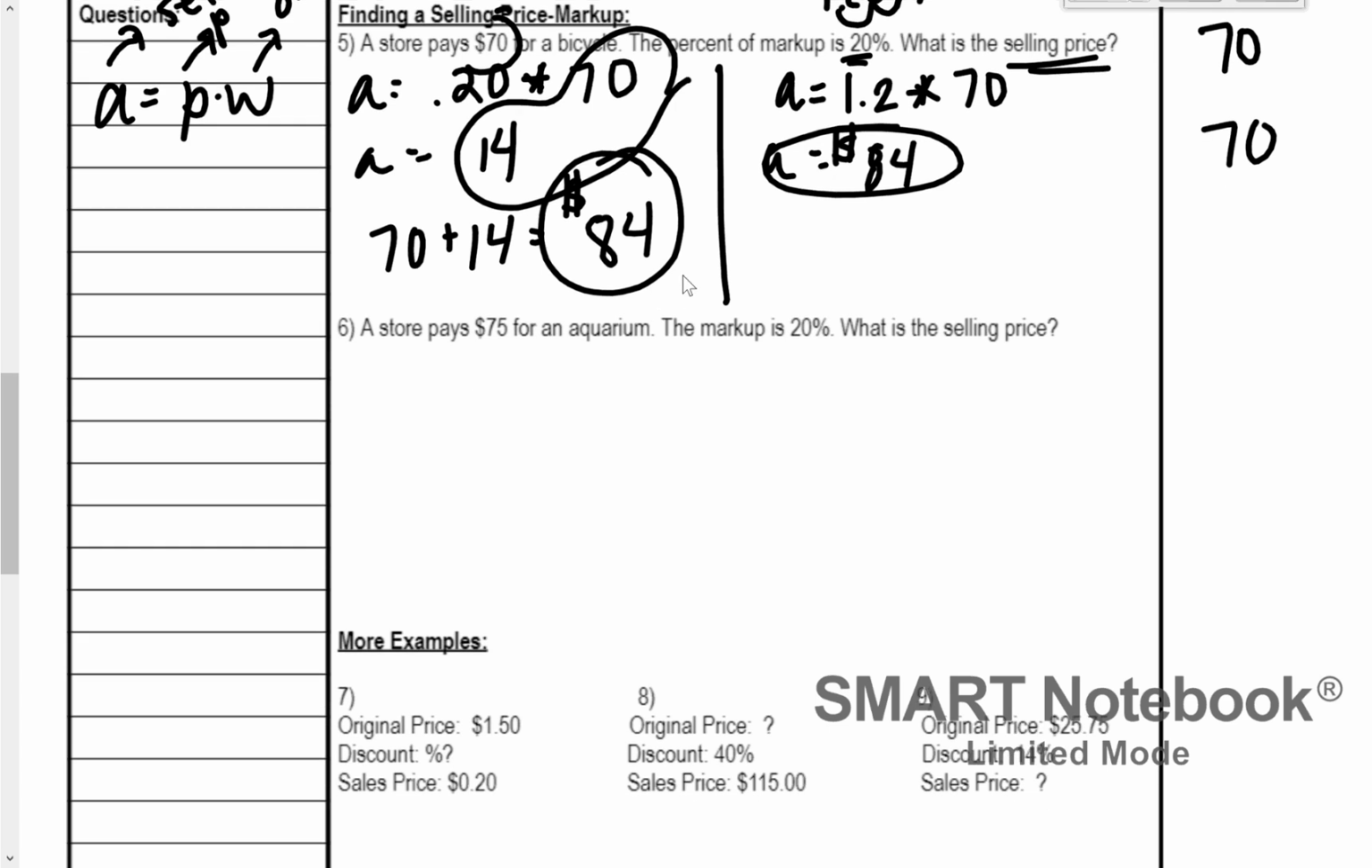A store pays $75 for an aquarium. The markup is 20%. What is the selling price? So the store pays $75, and the markup is 20%. So we make that 120%. 1.2 times the original price, which was 75. So in our calculator, we'd take 1.2 times 75 to get that new selling price of $90.